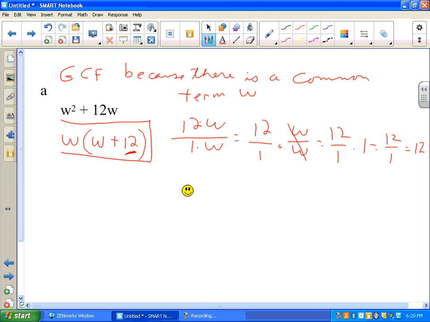How do I know I am complete here? This can't be factored because it's not a trinomial, it's not a difference of two squares, and there's no common factor between 12 and w. There's no variable that's the same, there's no number that's the same. So this is a GCF.